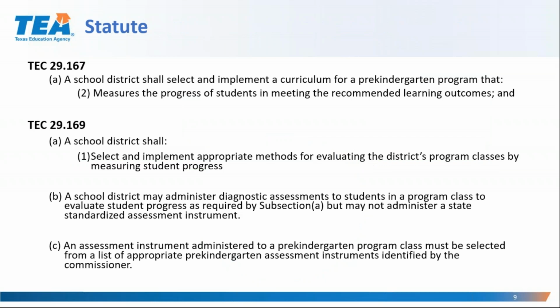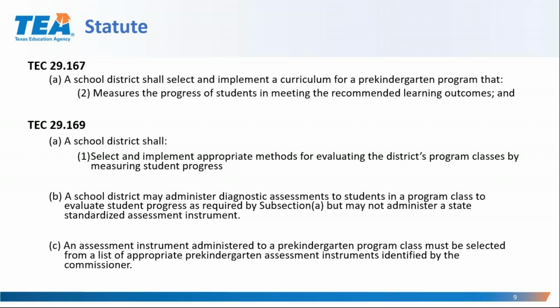This slide articulates what is in statute regarding student progress monitoring for pre-kindergarten programs serving eligible 4-year-old students. So you will see in the first reference that the district is selecting and implementing a curriculum that measures the progress of students in meeting the learning outcomes. In the next reference in statute, it says that the district shall select and implement appropriate methods for evaluating the district's classes by measuring student progress.